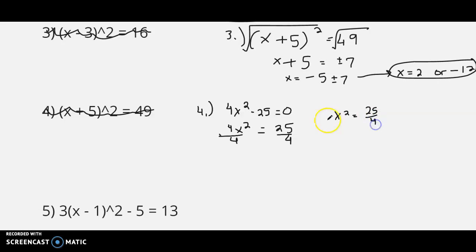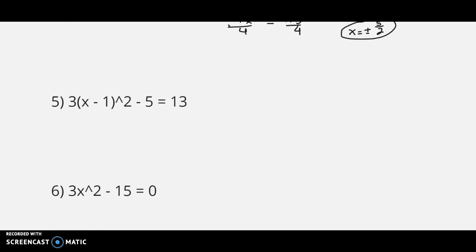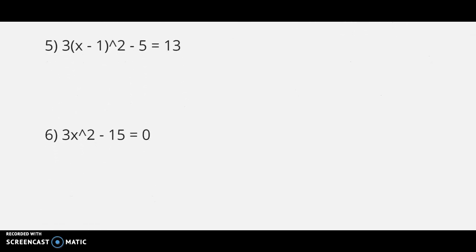25 and 4 happen to be 2 perfect square numbers. We can take the square root of both sides, giving us x equals positive or minus the square root of each of those numbers, which is 5 over 2. Plus or minus 5 over 2, two distinct answers. Alright, I just got a couple more here to show you. Let's look at these two.